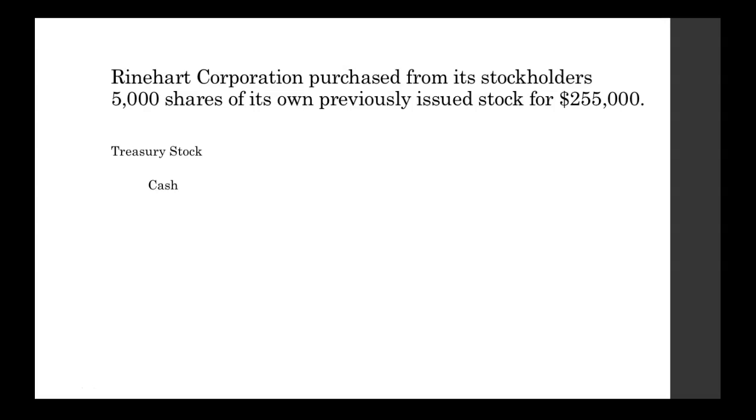So now for our numbers. Well, we are going to value our treasury stock at the amount that we bought it back for. So we bought back this treasury stock for a total of $255,000. So we will debit treasury stock $255,000 and credit cash $255,000.